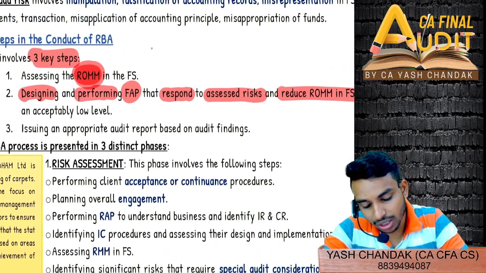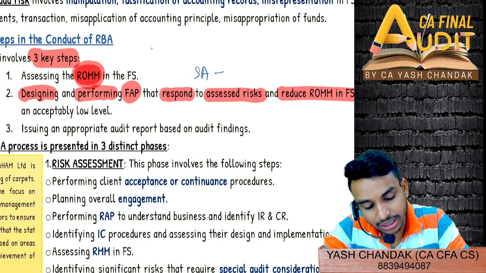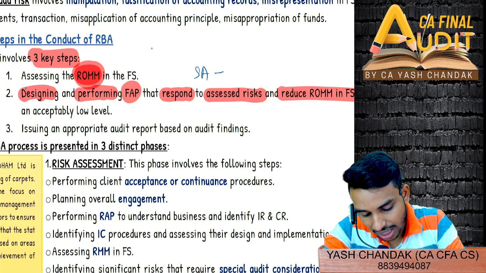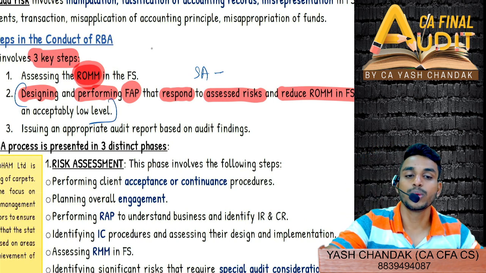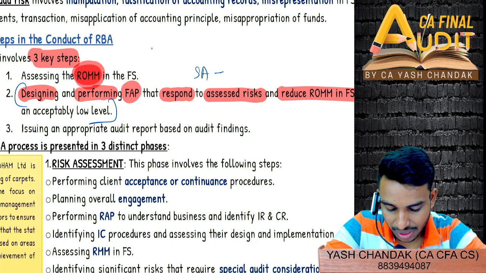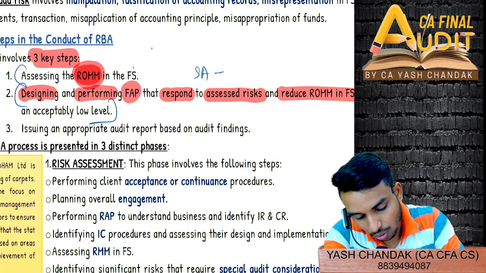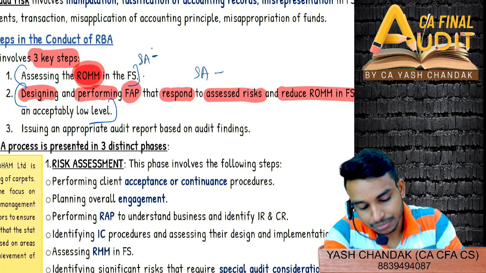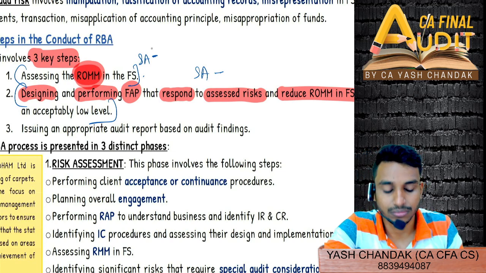Which SA are they talking about? SA, Standard on Auditing. Which Standard on Auditing are they referring to? Quickly tell me, in the second point and in the first point also. Sir, in the second point, 330. Yeah.